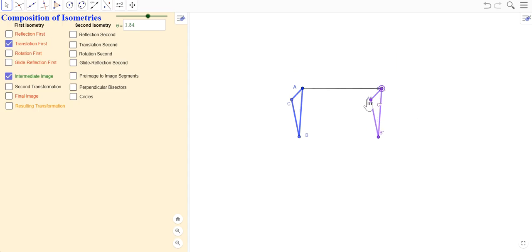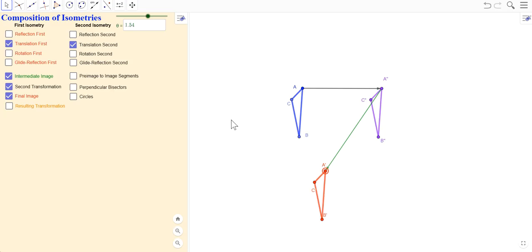So this is our original translation there. Well, let's do a translation second, since this one's the easiest one. So we have a second vector here. What is the final result?